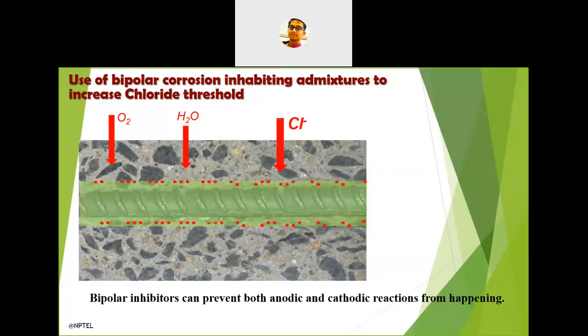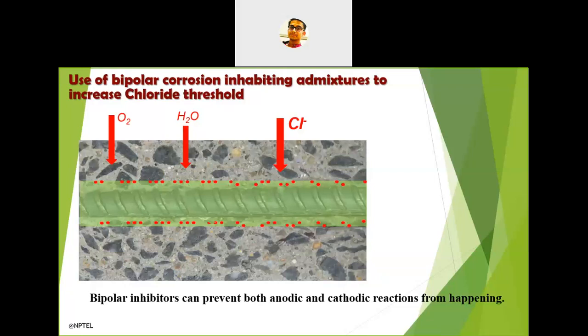So we'll see some of the parameters, how the use of corrosion inhibitors may change some of the parameters in a concrete system. We cannot use inhibitors according to our wish, and there are some bad effects also. So we'll see how the corrosion inhibitors change those parameters in the concrete system.